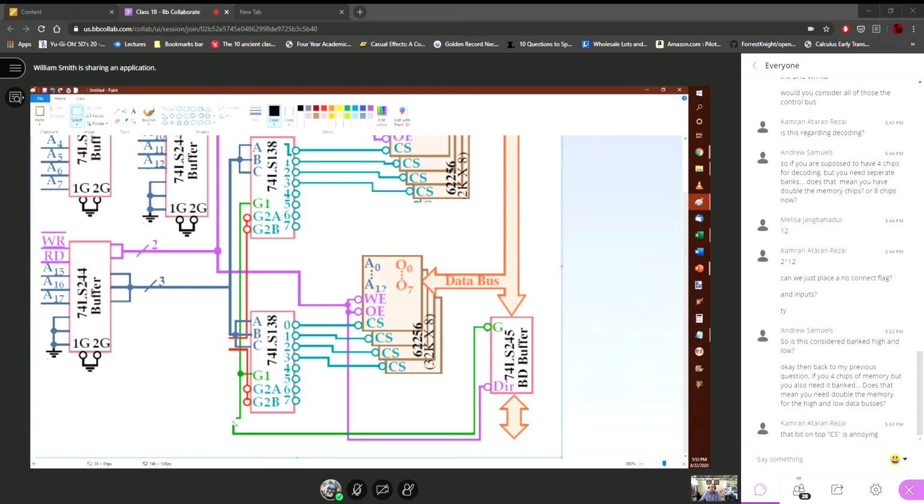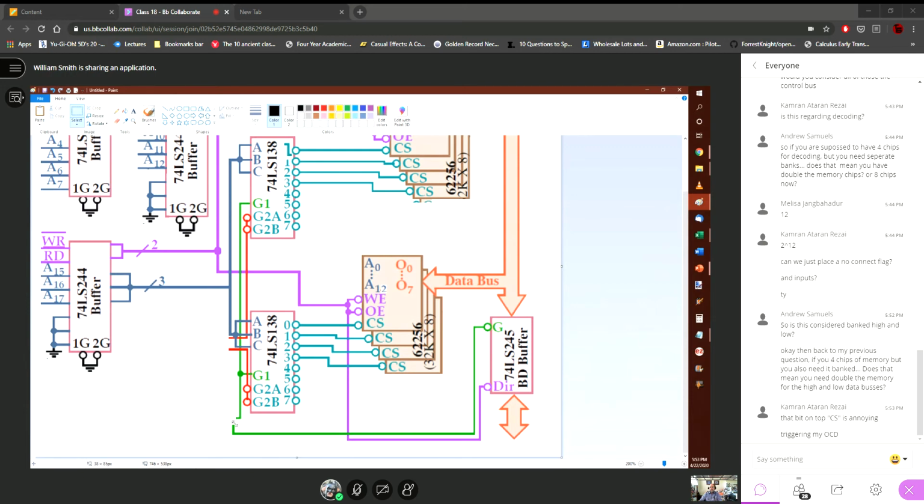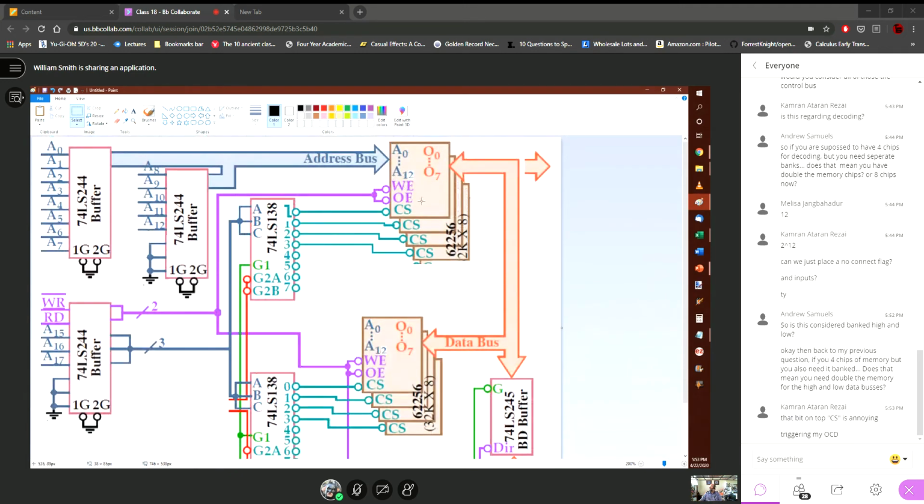So then back to my previous question, if you have 4 chips of memory, but you also need it banked, does that mean you need double the memory for the high and low data buses? So what's going to happen is, can you guys see me here? Yeah, you guys can see me here. All right. So the top 4 things here, clean that up just a titch. These guys here, that's your top or bottom 8 bits. We'll figure that out in a minute, of the 16-bit bus, right?